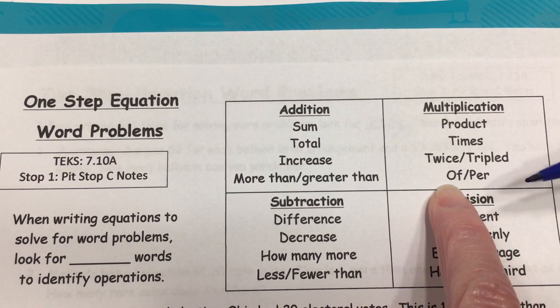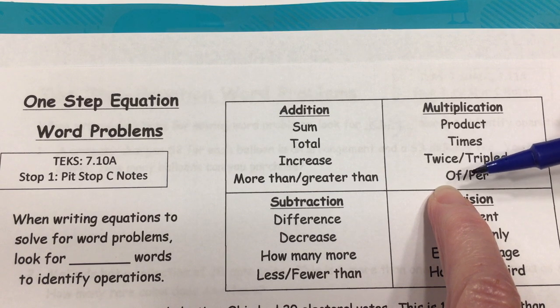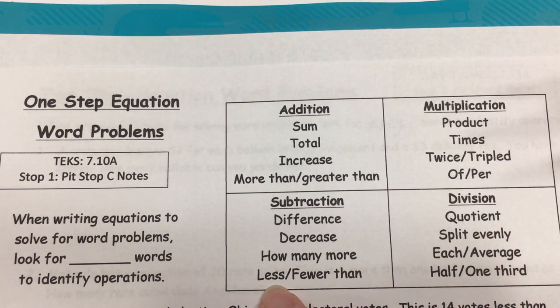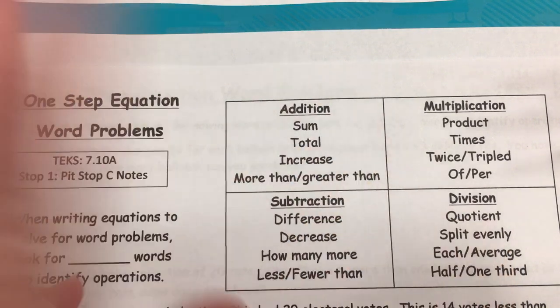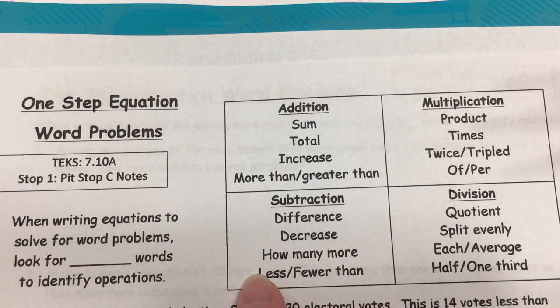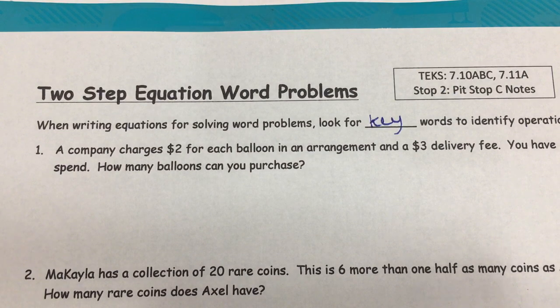All right, so one I would just point out to you that a lot of times people forget is that "of" means multiply. And then again, I just want to remind you that "less than" and "fewer than" switch the order of however it's written. So if I have 14 less than something, I'm not going to do 14 minus, I'm going to do minus 14. Okay, so let's look at these examples.